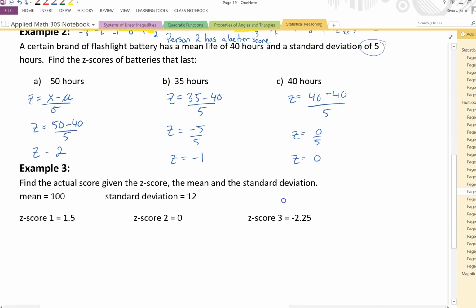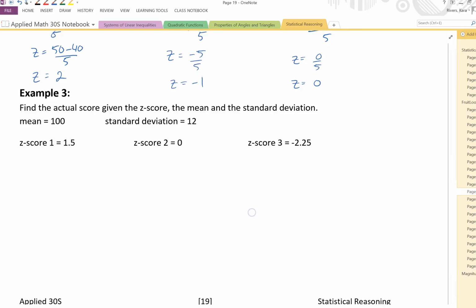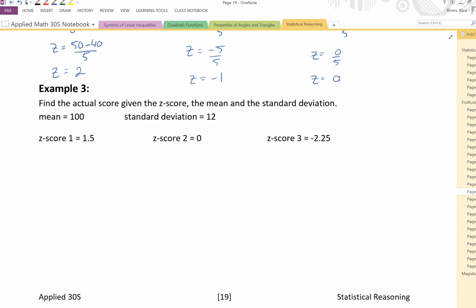Alright, example 3 is a little different. Find the actual score given the z-score, the mean, and the standard deviation. So we're solving for x in this situation. So if I remember the formula, x minus mu over sigma, the mean is 100. I don't know x. I know that my standard deviation is 12, and in this situation the z-score is 1.5. So solve for x. How do I do that?